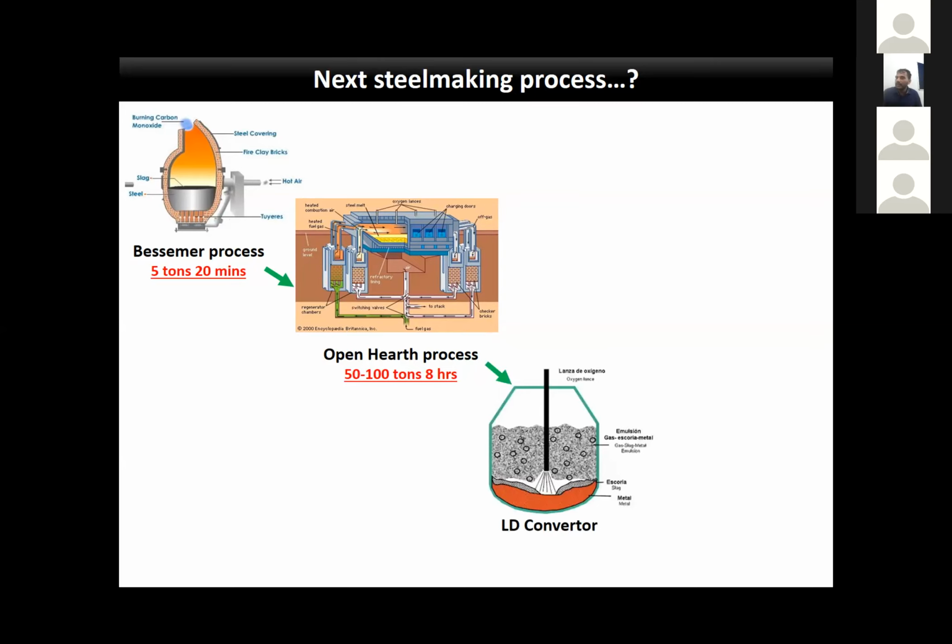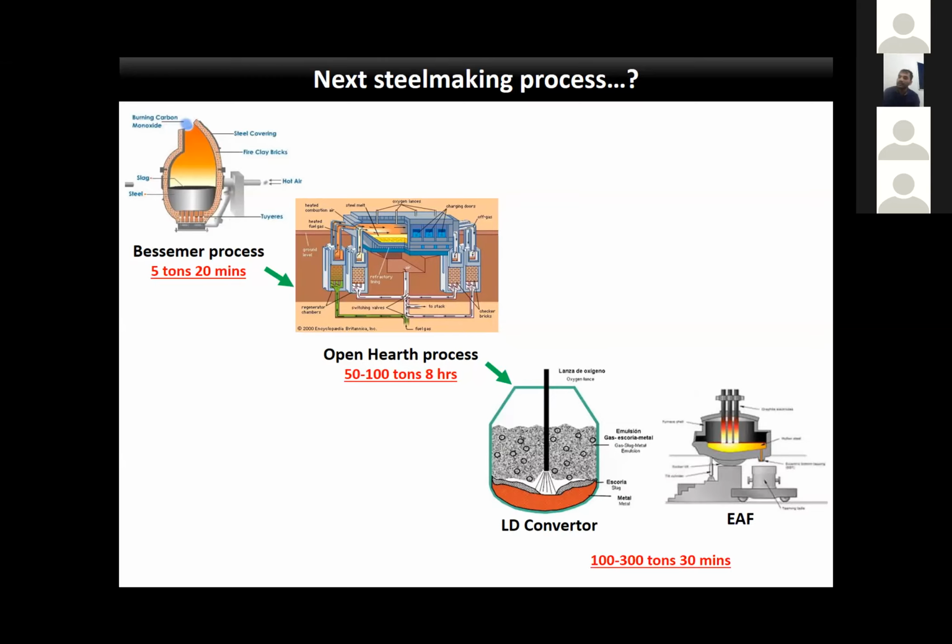And the LD converter or the BOF steelmaking process, we know, is capable of producing crude steel in 17 to 18 minutes. It's the process time only I'm telling, not the tap to tap time, and a capacity of 300 to 350 ton is possible.